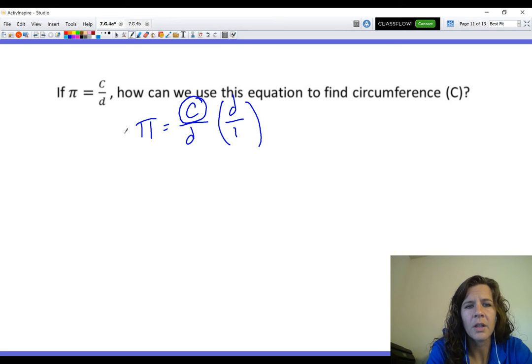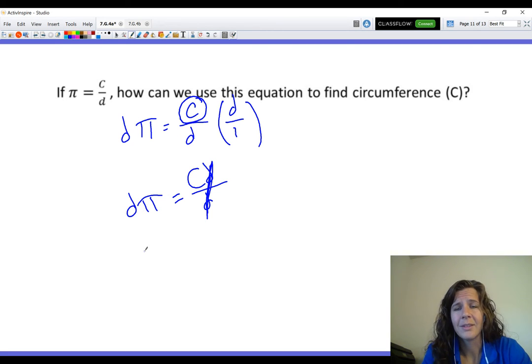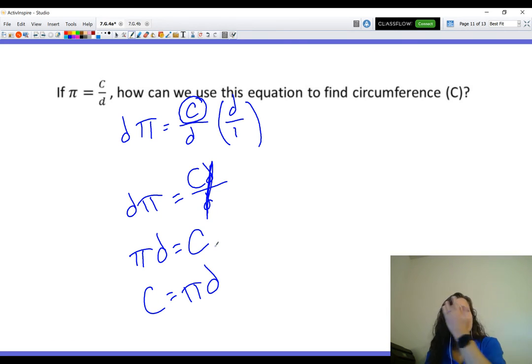But whatever we do to one side, we have to do to the other. So here we have diameter times pi equals circumference times diameter over diameter. Remember, these just cancel out. They become 1. I'm going to rearrange this because does it matter what order we multiply in? No, it doesn't. The commutative property of multiplication says that I can switch those. So I'm going to say pi times diameter equals circumference, or circumference equals pi times diameter. You'll hear people all the time say circumference equals pi d. It just means circumference equals pi times diameter.